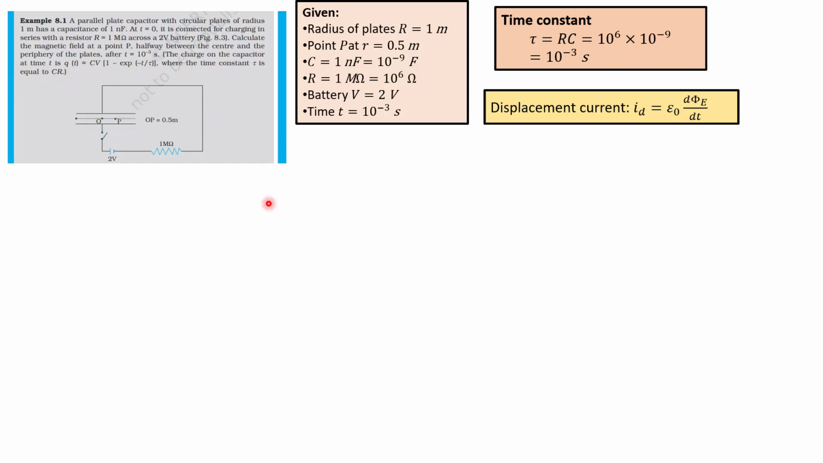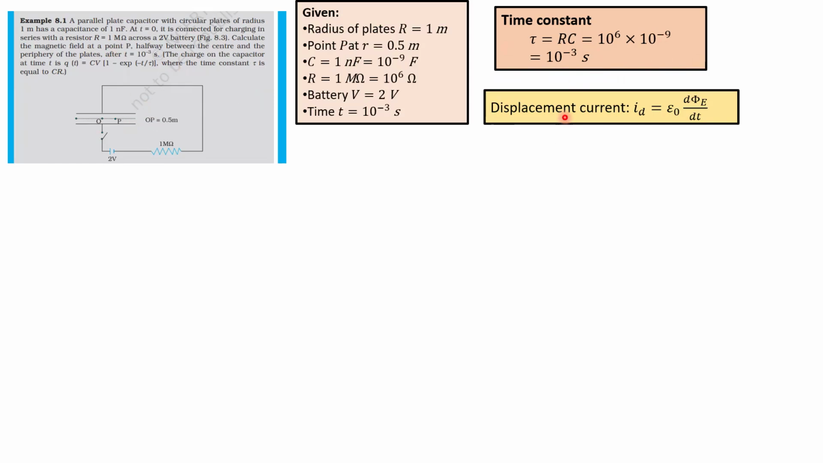First, what are the given values? Radius of the plate R is 1 meter. Point B is at a distance of 0.5 meter from the center. Capacitance is 1 nanofarad. Resistance R equal to 1 megaohm. Mega means 10 to the power 6 ohm. Battery voltage is given. Time limit is given. And the time constant formula is also given. RC equal to 10 to the power 6 times nano, that is 10 to the power minus 3.